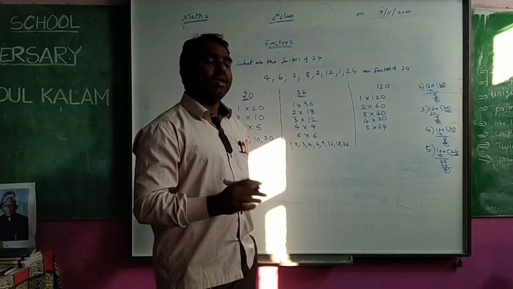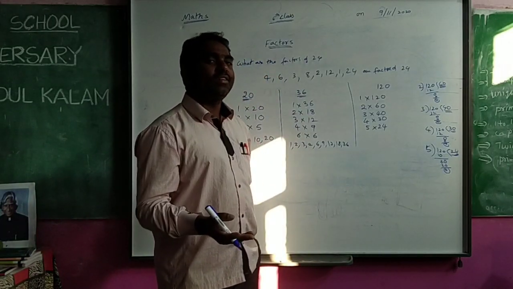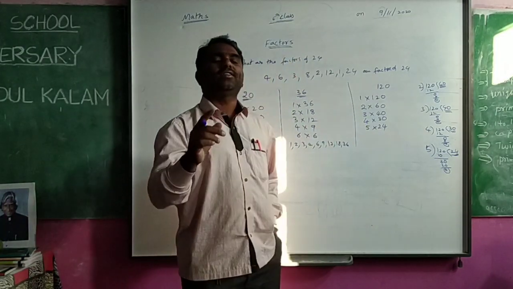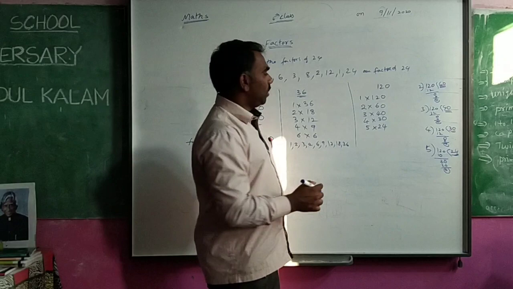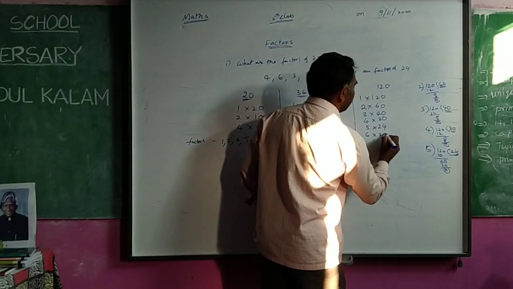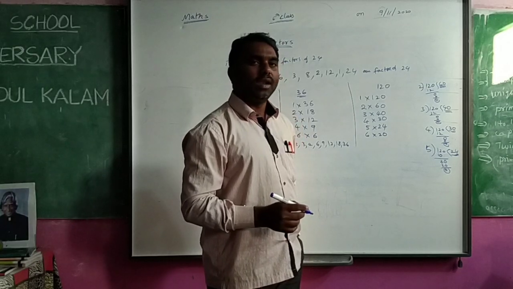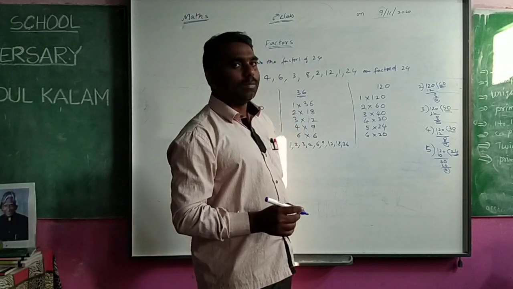Okay, after 5, next 6. There is a rule for 6: if it comes in the 2 table and the 3 table, then it will come in the 6 table also. So how does it come in the 6 table? You know that very well. 6 20s are 120. After the 6 table, very good, the 7 table.